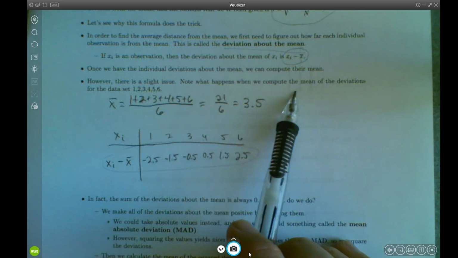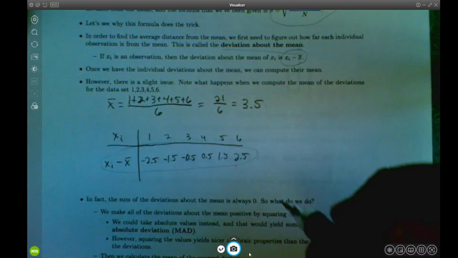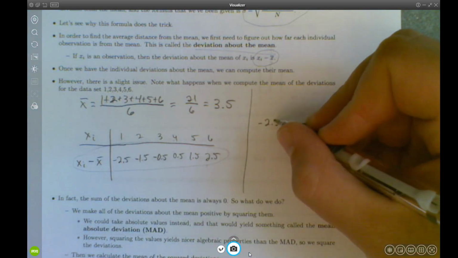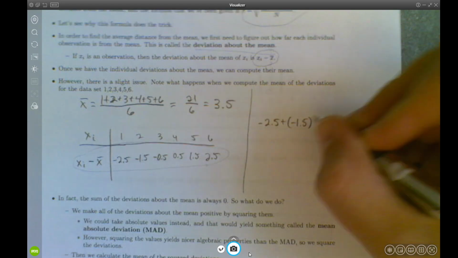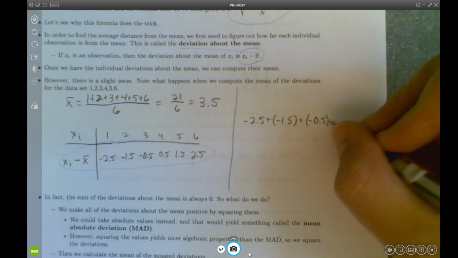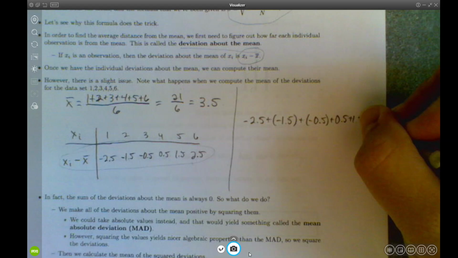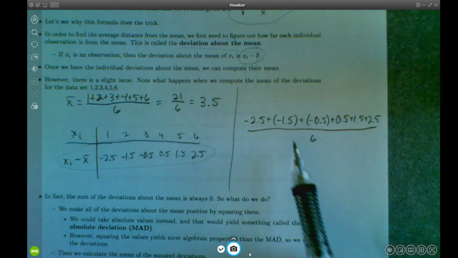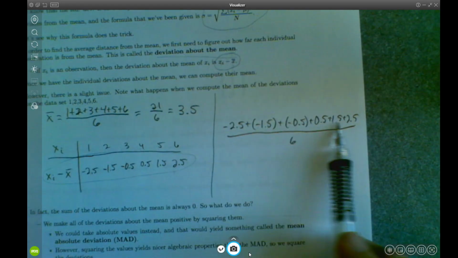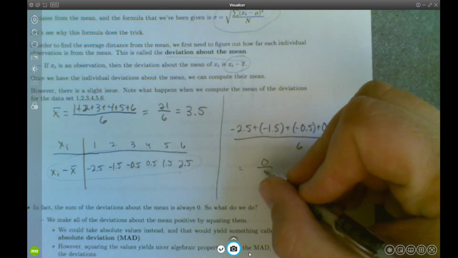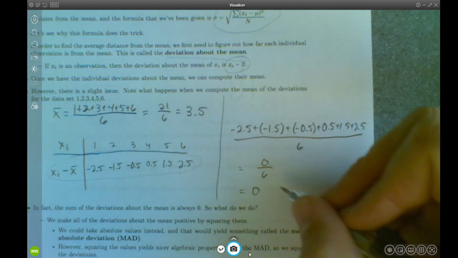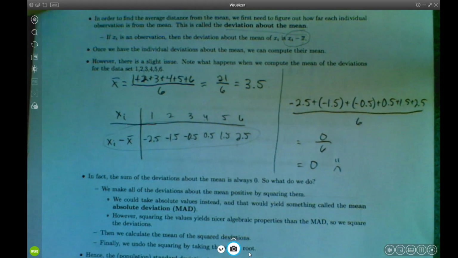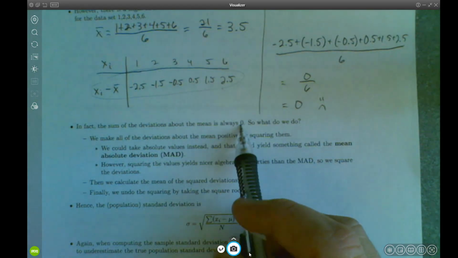But note what happens when we compute the mean of these deviations. If we now try to average these values, we would do negative 2.5 plus negative 1.5 plus negative 0.5 plus 0.5 plus 1.5 plus 2.5 and divide by 6. But you can clearly see that this numerator is going to add up to be 0. So we would get 0 over 6, which is just 0. So sad times. In fact, the sum of the deviations about the mean is always going to be 0.